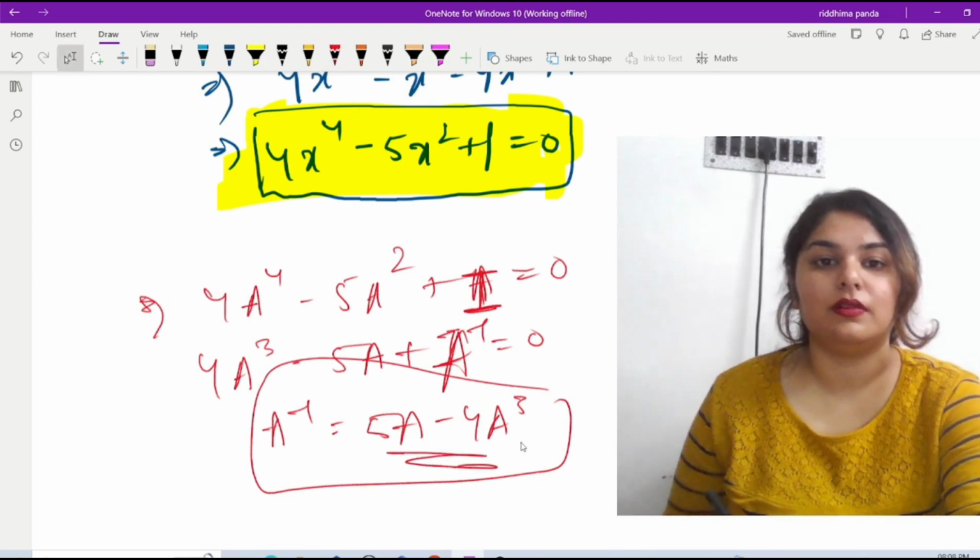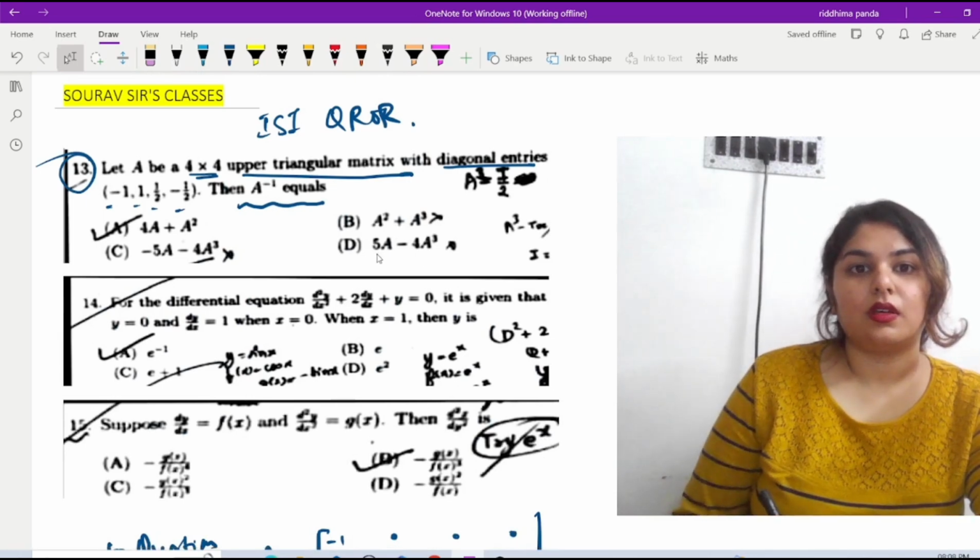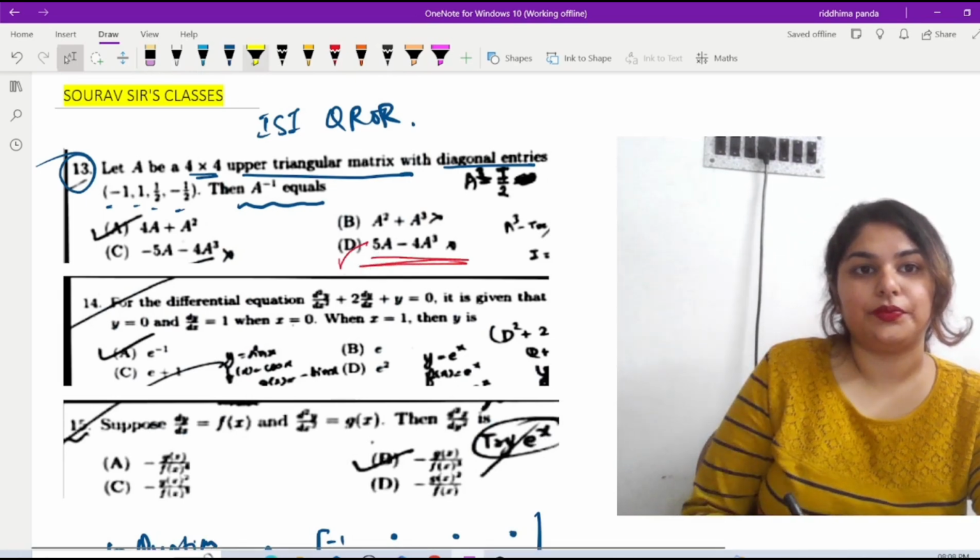Do we have this in our options? Yes, 5A minus 4A cube.